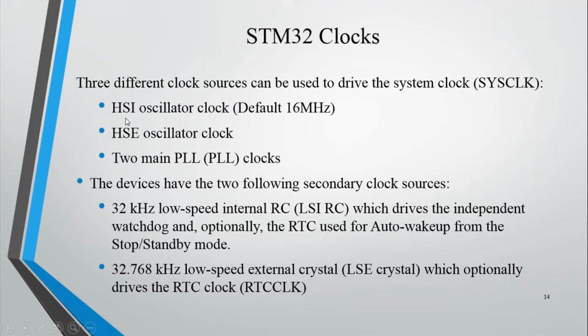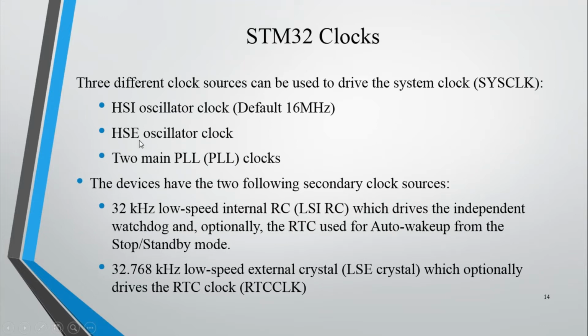Which are the 3 different clock sources? They are known as HSI, HSE and 2 PLLs. HSI stands for high speed internal clock. So for the system tick timer also, we were using this high speed internal clock as the clock source for system clock. And by default, it will be 16 MHz. Then we can connect high speed external crystal oscillator also as a clock source, and system clock can take the input from this clock source.